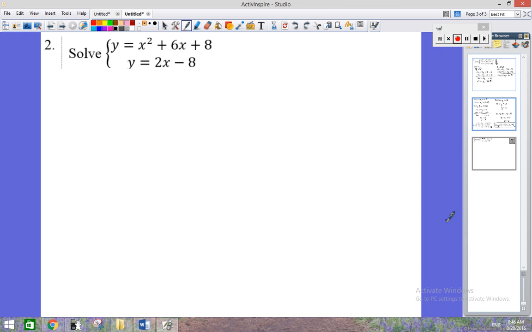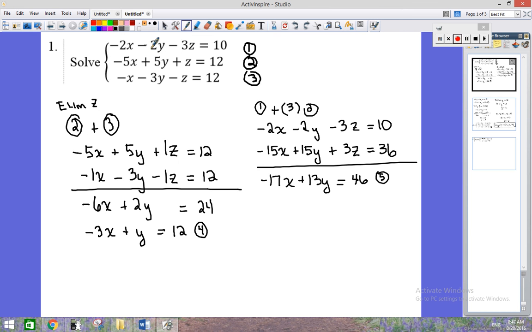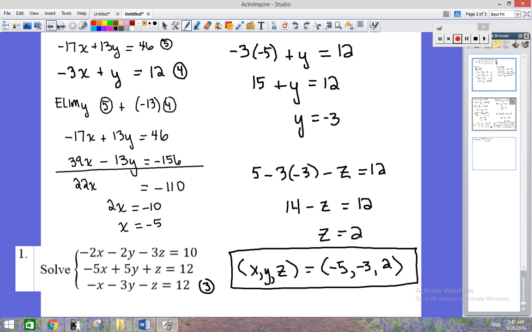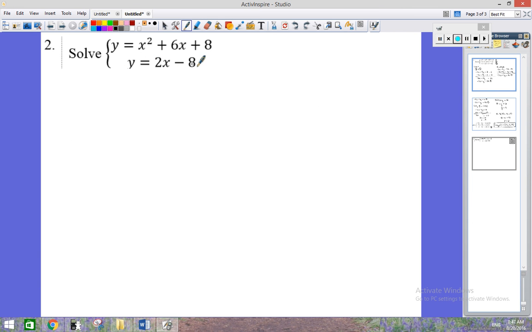Let's take a look at the second problem. It's different than the first problem because on the first problem, all of the exponents on the variables were 1. And so we knew that the graphs were lines. We refer to these as linear equations. In number 2, we have a linear equation in equation 2, but in equation 1, we have a quadratic. We have a term with an exponent of 2. This is a second degree equation. We usually refer to it as a quadratic.